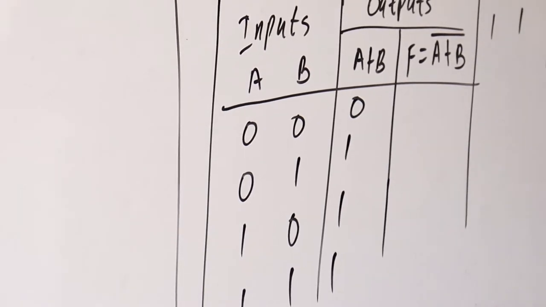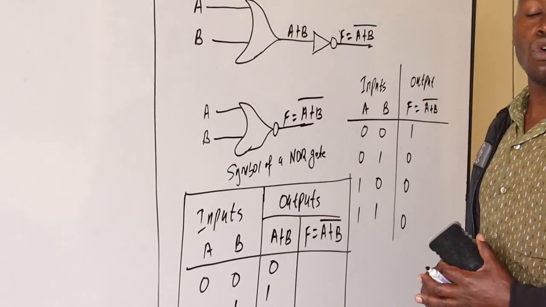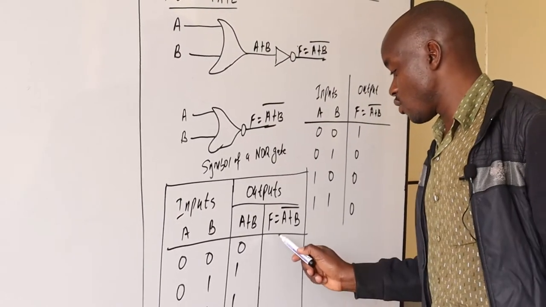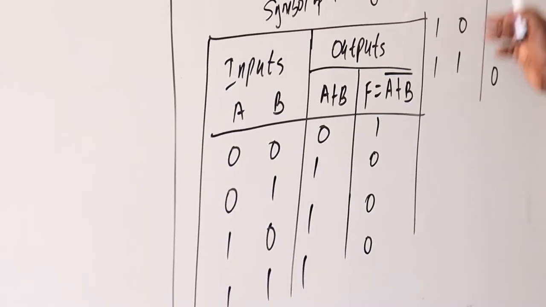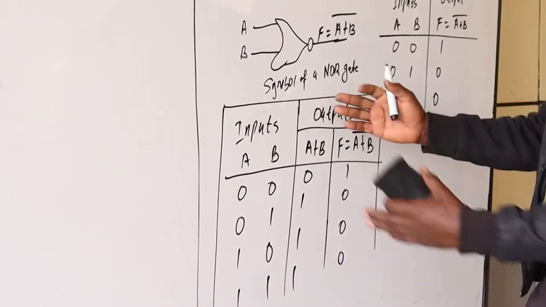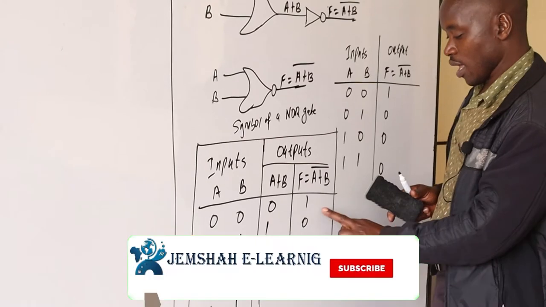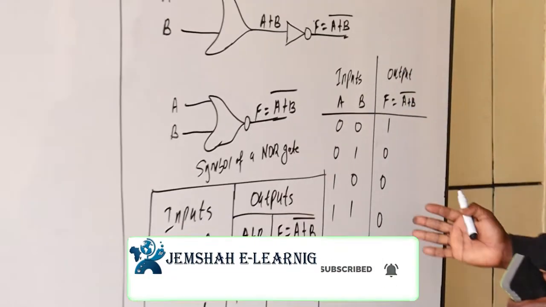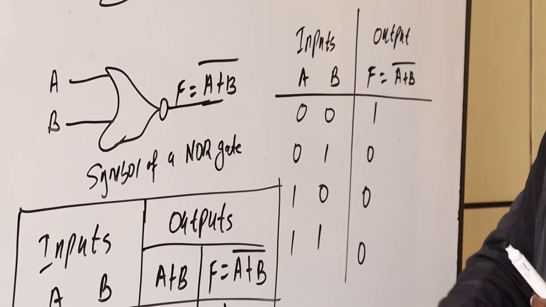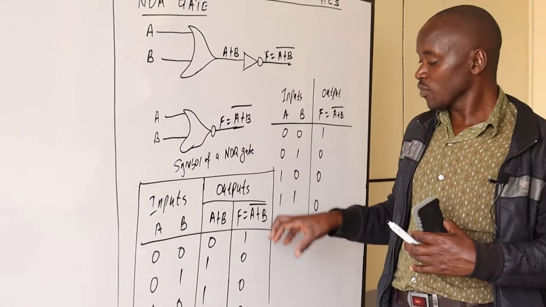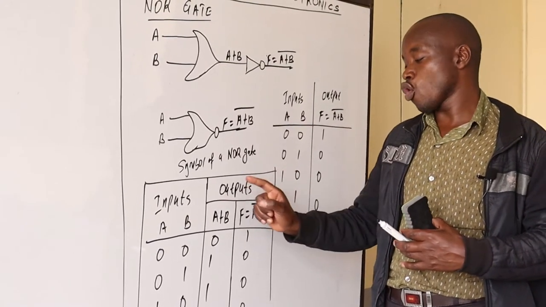And from above, I've shown you that the output of an OR gate will be inverted to obtain the output of a NOR gate. So then we invert here, and we get 1, 0, 0, 0. Now if you check this truth table and this one, I was trying to show that we come from OR to get a NOR. Here, I just went direct. So it's good that I show the learners that the outputs of a NOR gate are the inversion, or the opposite, of the output of an OR gate.